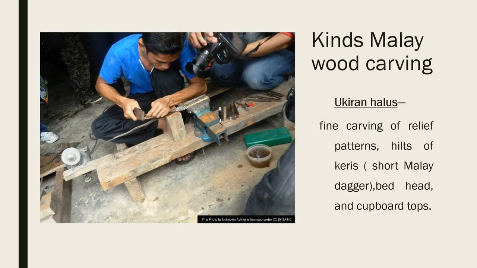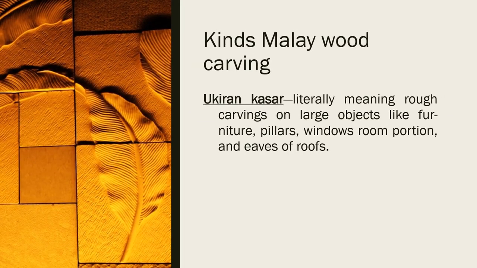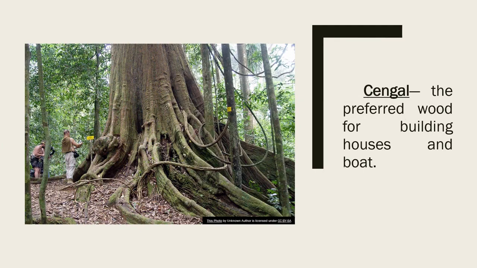Kinds of Malay wood carving. Ukiran halus, fine carving of relief patterns, found on hilts of keris, the short Malay dagger, and on bedheads and cupboard tops. Ukiran kasar, literally meaning rough carvings, on large objects like furniture, pillars, windows, room partitions, and eaves of roofs. Senggal, the prepared wood for building houses and boats.